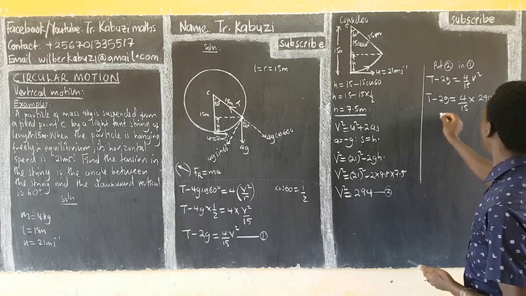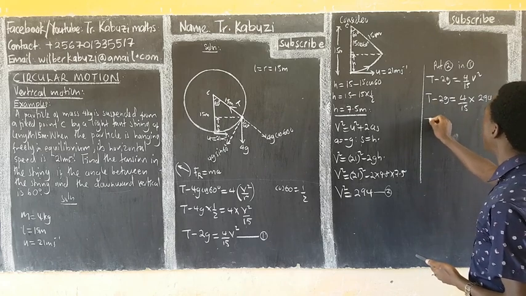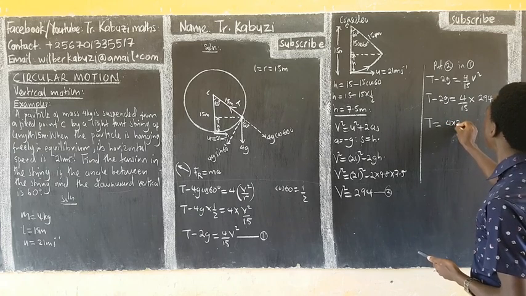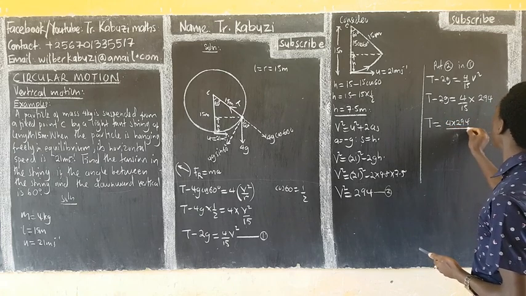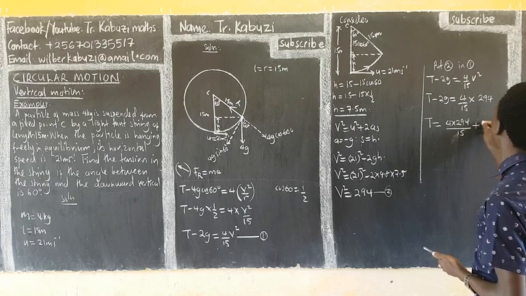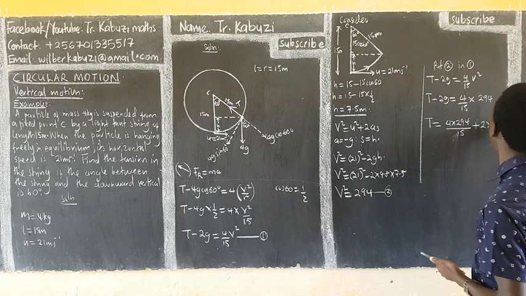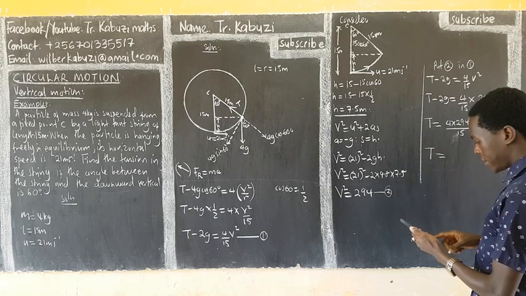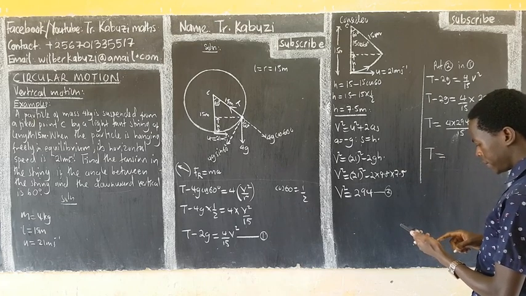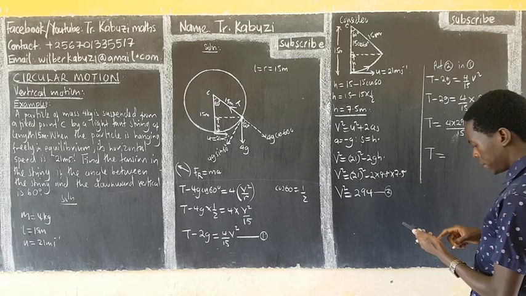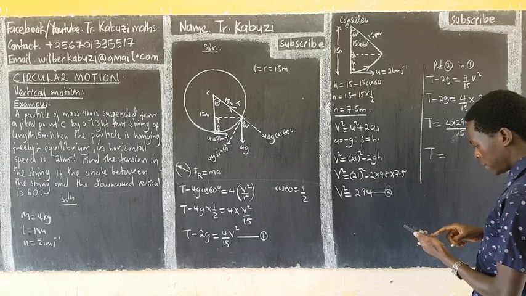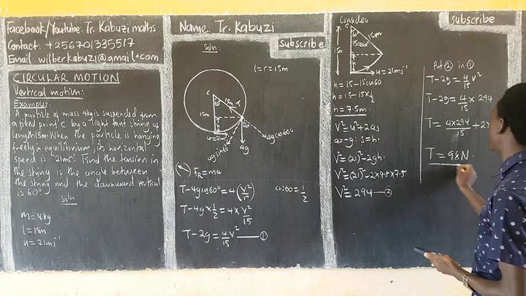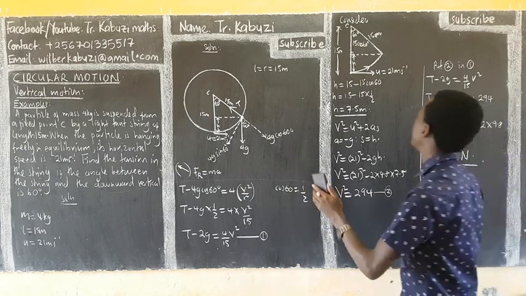294. So now, when I take this side, I have my T as 4 times 294 over 15, plus 2 times this g, 9.8. And from there, my answer is going to be 98 newtons with ease. So that's the tension in the string.